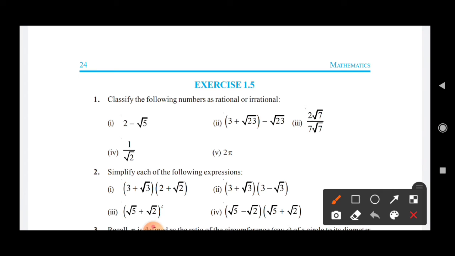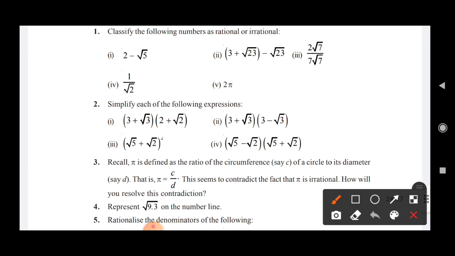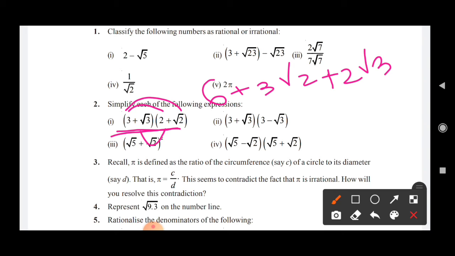Now number 2: simplify each of the following expressions. You have to simplify this. Since the first one is not in any formula, you just have to multiply. If you multiply, 3 into 2 is 6, 3 into root 2 is 3 root 2, root 3 into 2 is 2 root 3, and root 3 into root 2 you will have root over 6. This is the simplification of question number 1.